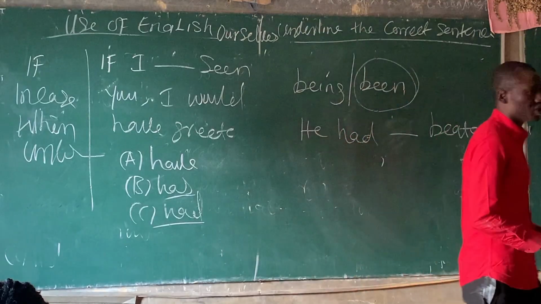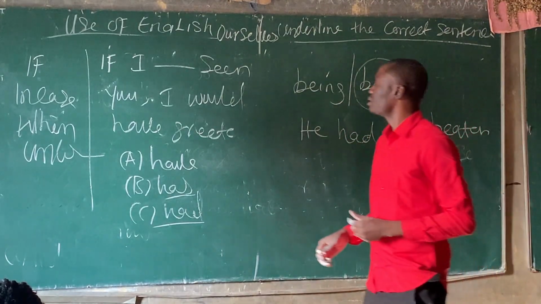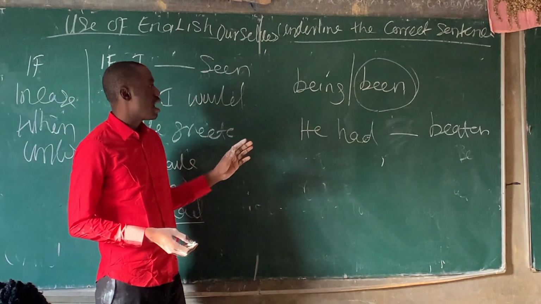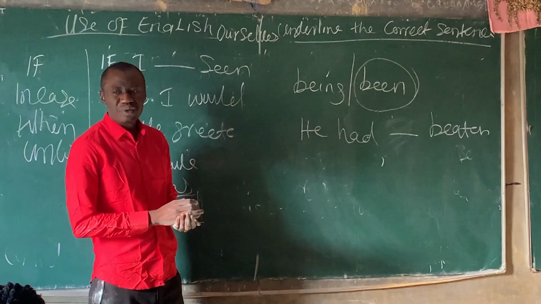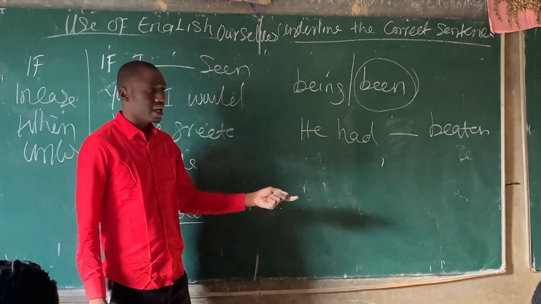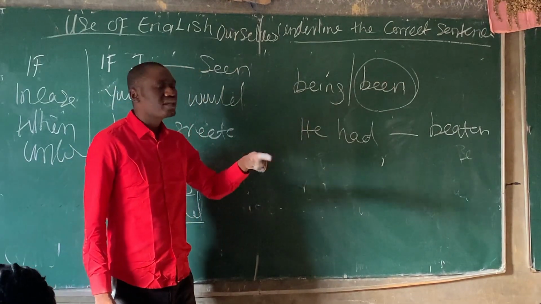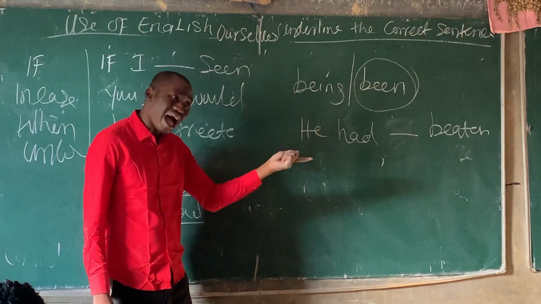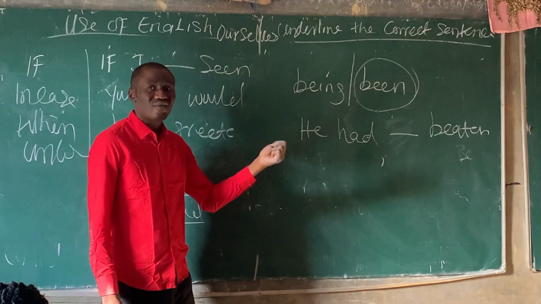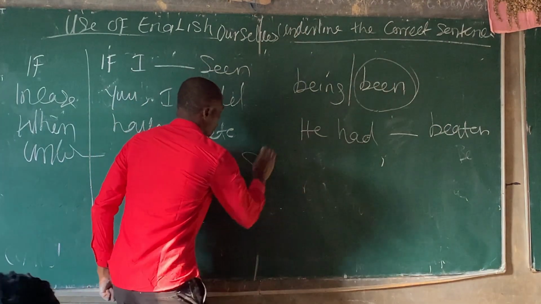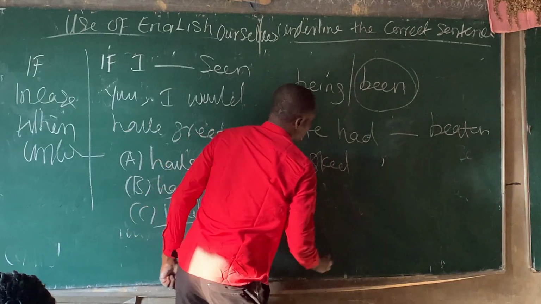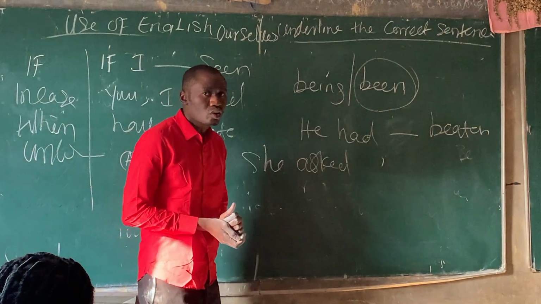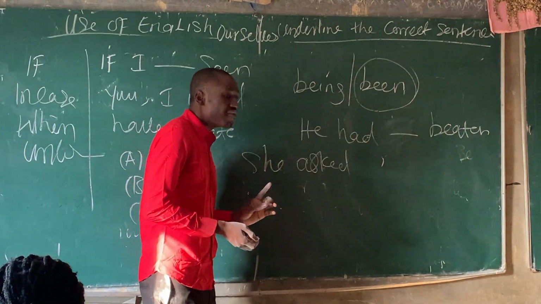Lastly, in a report speech, had is preferred to have and has. In a report speech, had is preferred to have and has. She asked. Okay? Had is preferred to have. In a report speech.